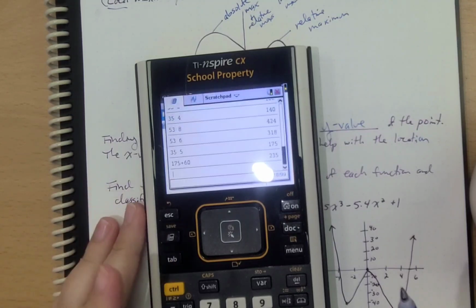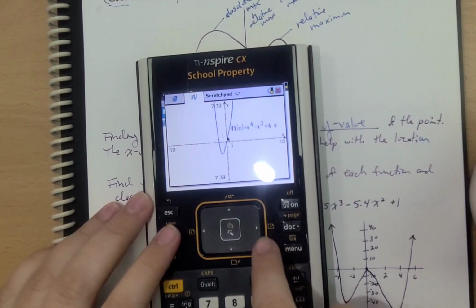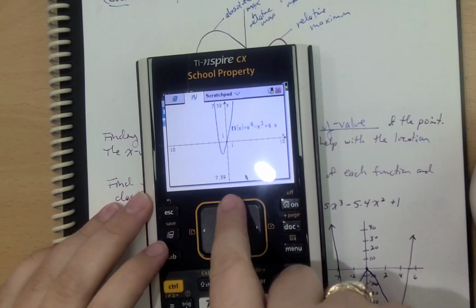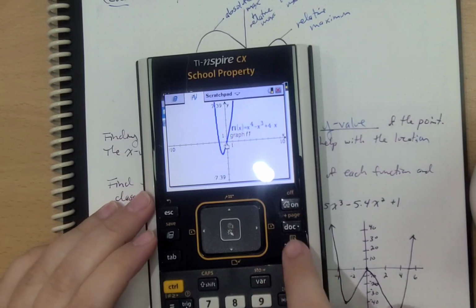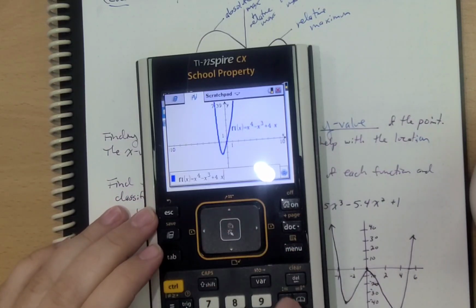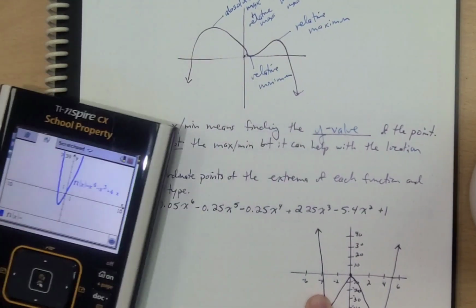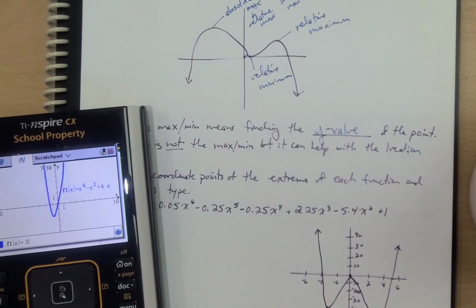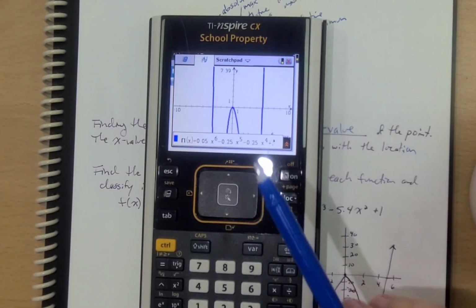I'm going to try my best to use this Inspire calculator. So I need to go to my f function and I have 0.05 x to the sixth. I'm going to pause while I type this in because this is boring. Okay, we're back. So I graphed it.